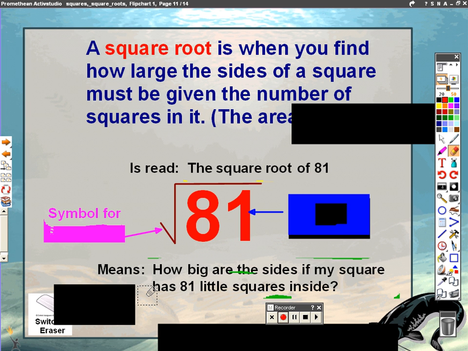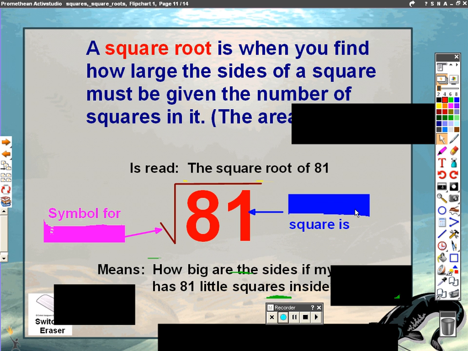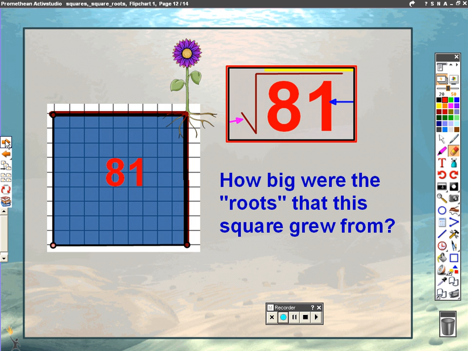And hopefully you said the square is 9. Hopefully you said 9. Okay, if I mark out 81 squares, 1, 2, 3, 4, 5, 6, 7, 8, 9. 9 on this side, 1, 2, 3, 4, 5, 6, 7, 8, 9 on this side. 9 by 9.